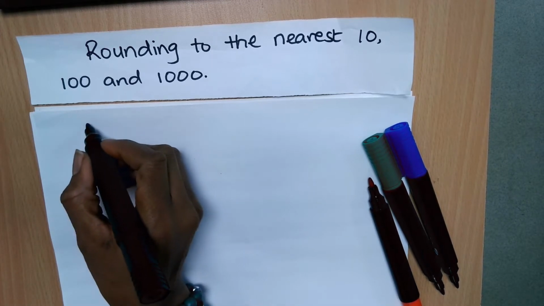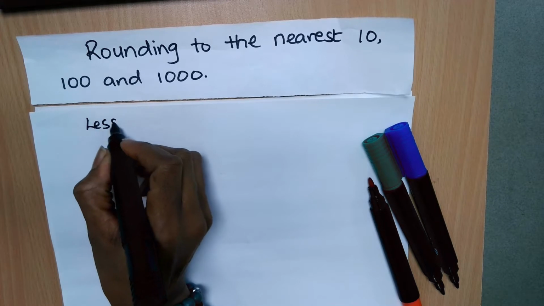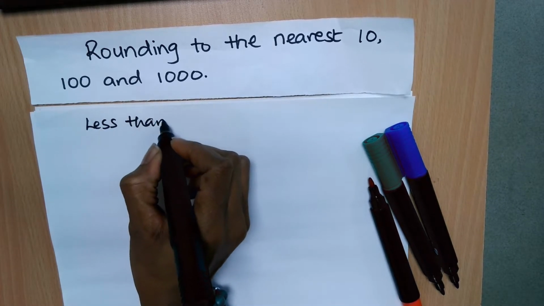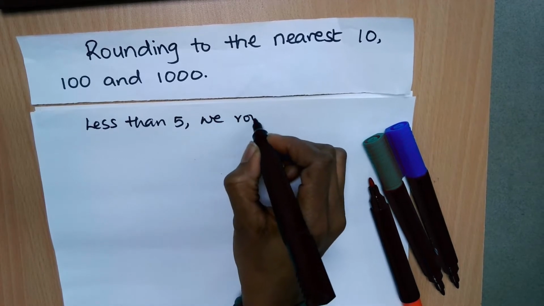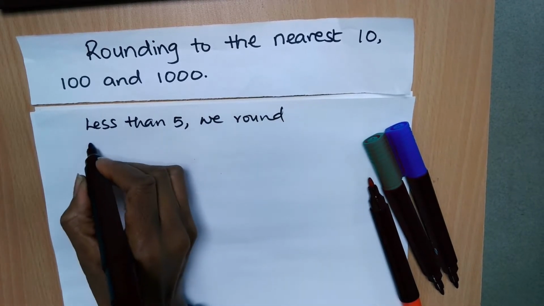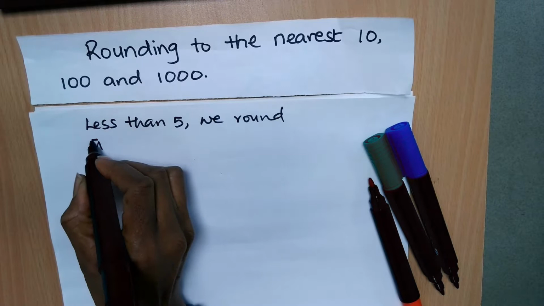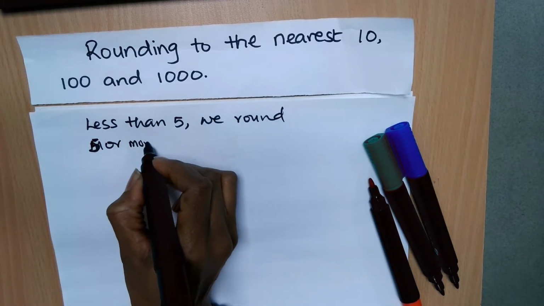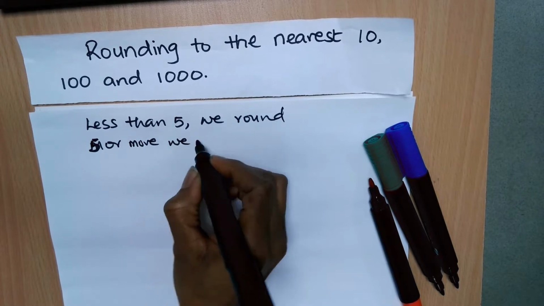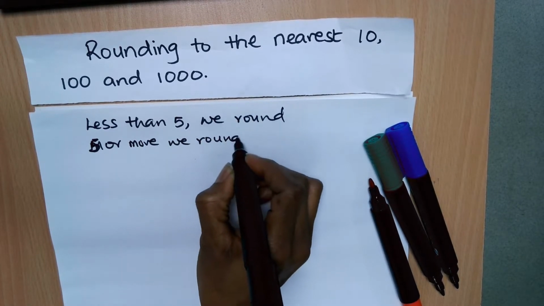So if the number is less than 5, we round down. If the number is 5 or more, we round up.